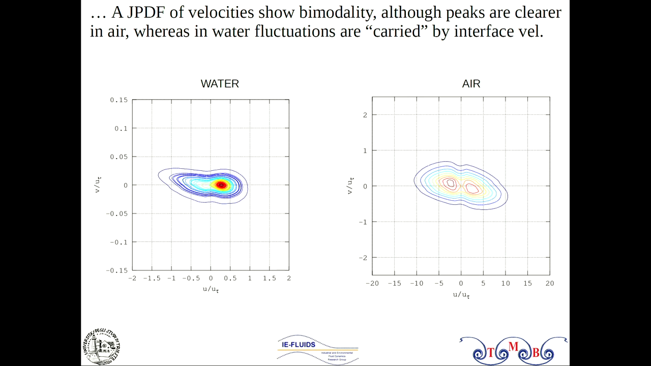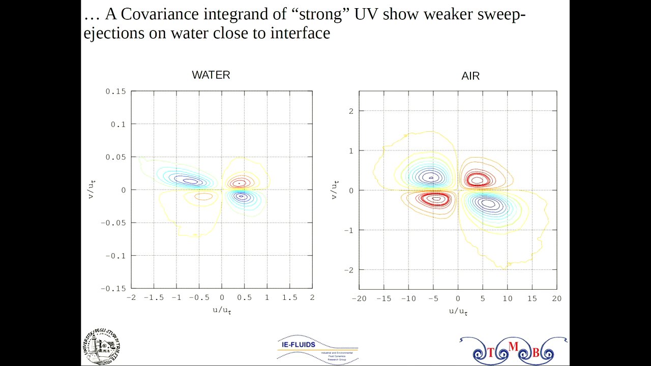One could speculate that this bimodality behavior is due to the interface-connected vortices on one side and to the vortices that are generated because of the shear interaction in the near viscous region. If you do a covariance integrand study, meaning a quadrant analysis on that specific point, you find that on the water side, the Q2 and Q4 events are not as strongly present. In fact, the interaction events, which are not necessarily turbulence, are even stronger in value and wider in spectrum.